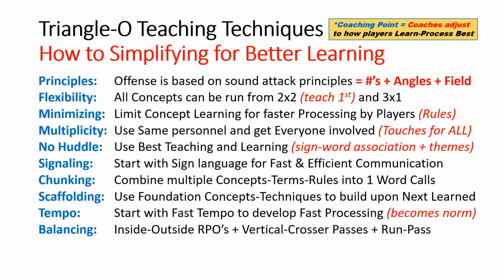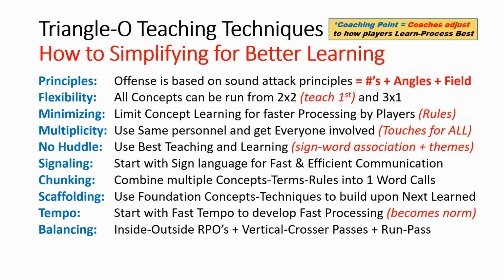Minimizing. We want to limit the concept learning for faster processing for the players. The old tradition was to learn these different concepts and move the players around. What we've done now is we actually use rules and really try to limit that concept learning because it allows us to learn a rule and just apply it really fast. Typically in this system, the H-back is the only one that moves and we'll have to adjust with some of the concept learning.